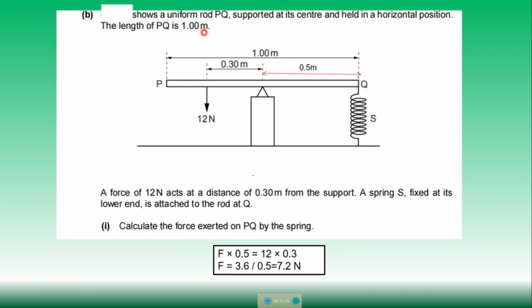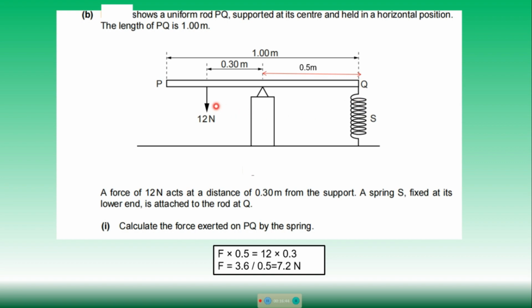This figure shows a uniform rod PQ supported at its center and held in a horizontal position. The length of PQ is 1 meter. A force of 12 Newton acts at a distance of 0.30 from the support, and a spring S fixed at its lower end is attached to the rod at Q. Calculate the force exerted on PQ by the spring.